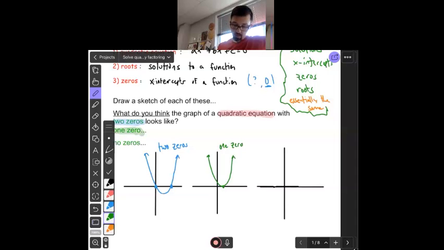Okay? And then what if it had no zeros? What would that look like? So no x-intercepts. So this graph can't cross the x-axis. What would that look like?